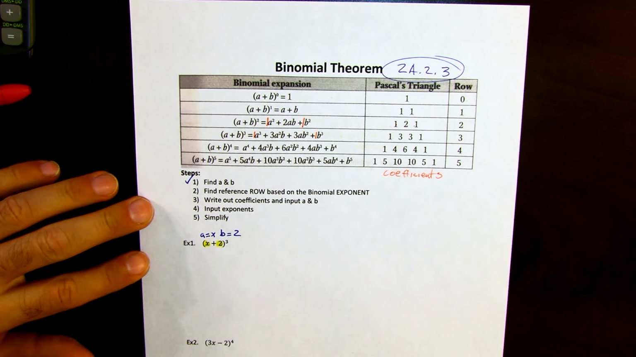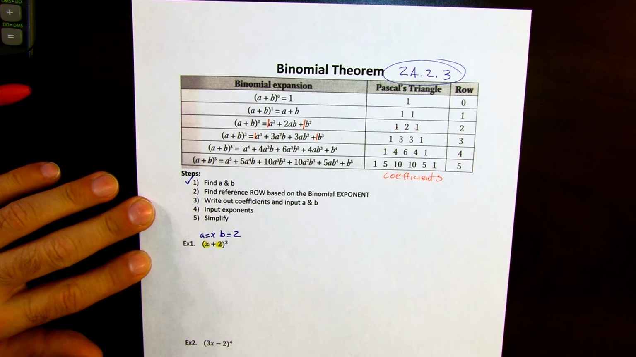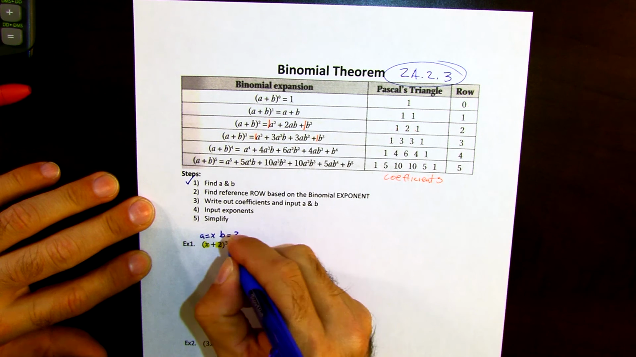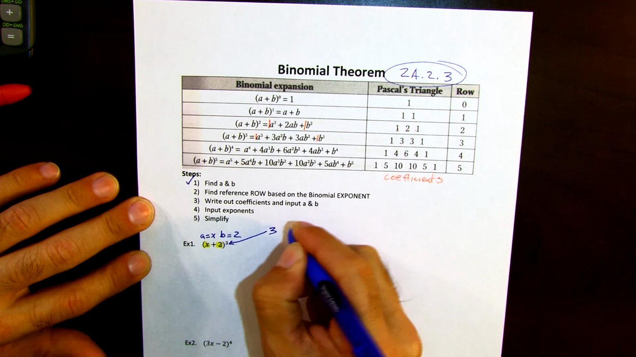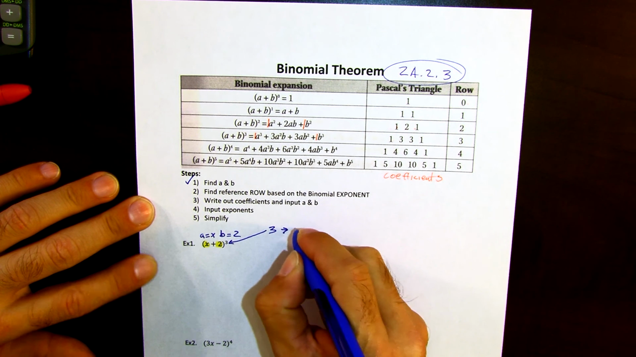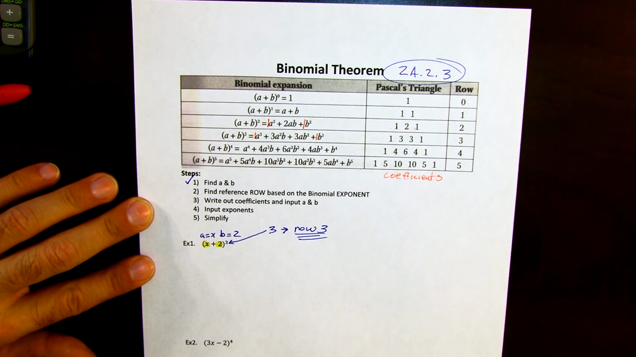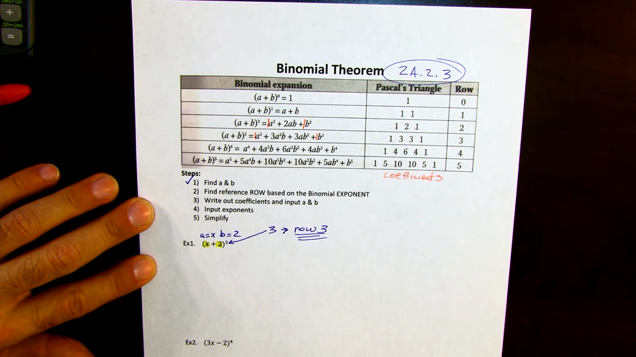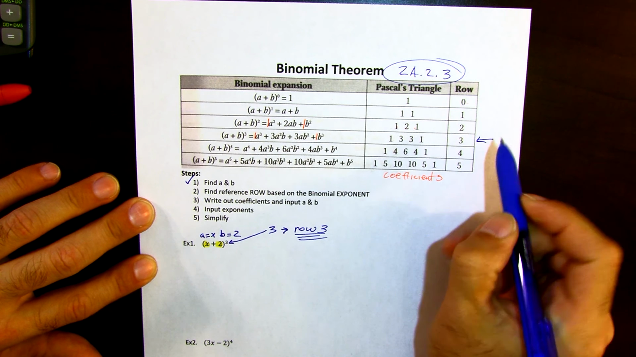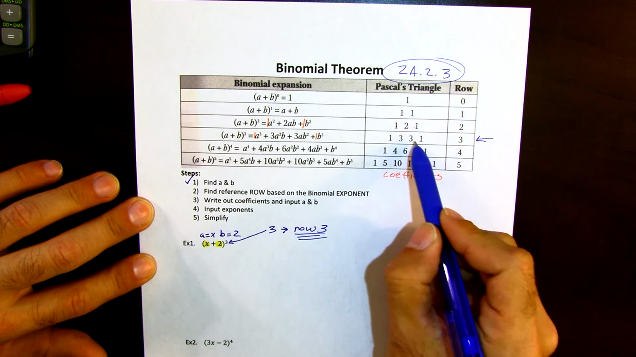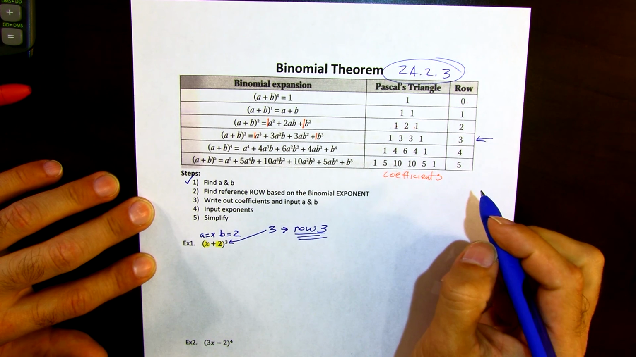All right, so now we have our A and our B, and then we need to look and see what our exponent is. Our exponent is 3, so that tells me to look at row 3. Based on the exponent, we're going to look in row 3. Now watch. I'm going to go to row 3 here, and here's going to be my coefficients.